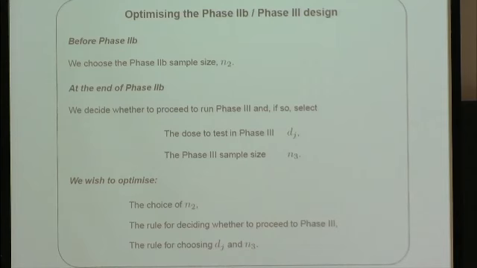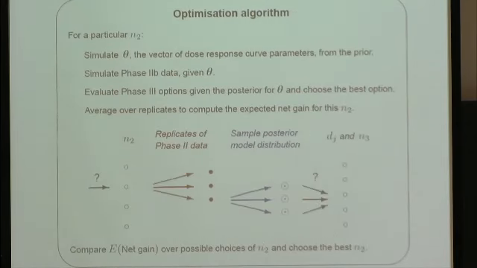Okay, so let's tackle this optimization problem. And there's a schematic of what's going on. We can think our way forwards through the problem. So we've got to choose N2, but let's take a particular N2. So we fix the phase 2 sample size and the way I've set things up, that fixes the whole design in phase 2. So for one of those values of N2, we can generate data. We can simulate what's going to happen. So that means we generate parameters from the prior.